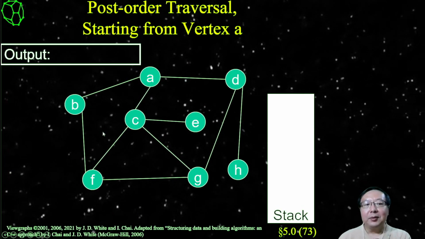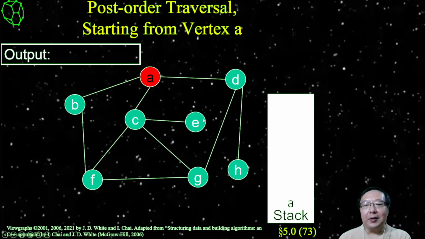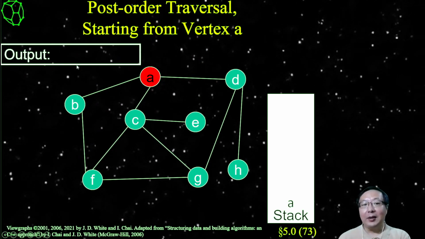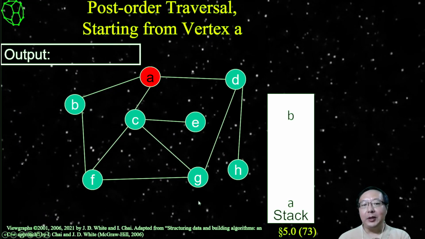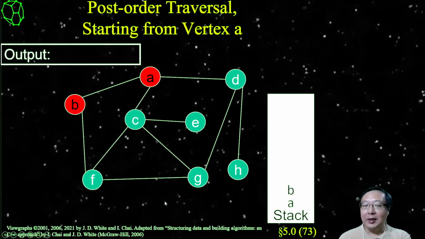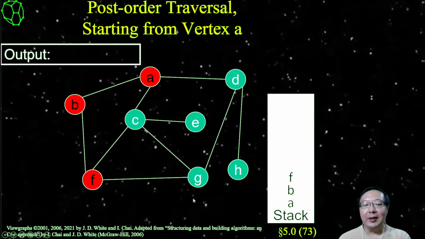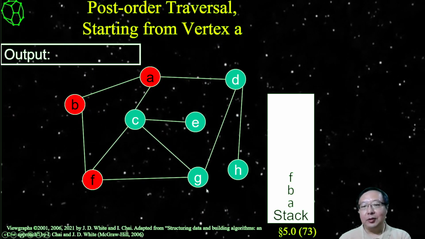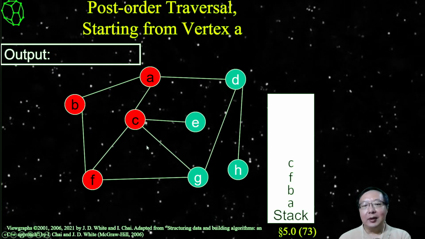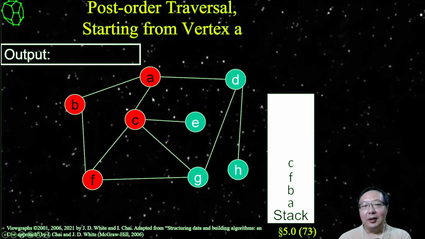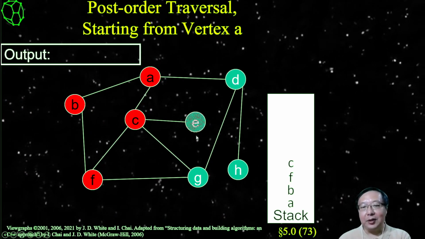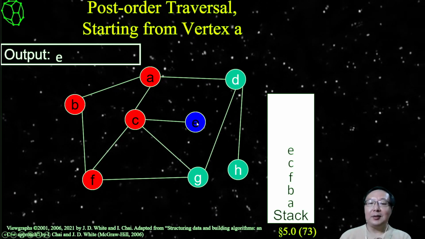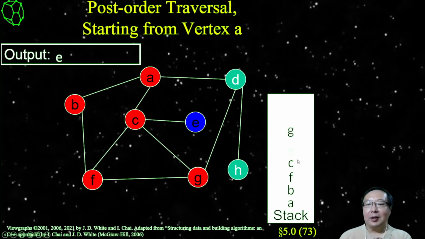So we push A on the stack, and then we are not processing A yet, so you see there's no output. Then we push B on the stack, and again we're not processing B yet, so there's no output. Put F on the stack, and we're not processing F yet. Put C on the stack. Again, we're not processing C yet. And these guys are done already, so it goes to E. And E has no children, so we process E.